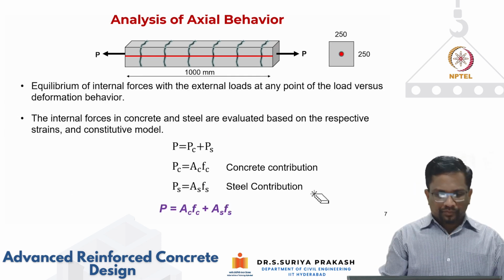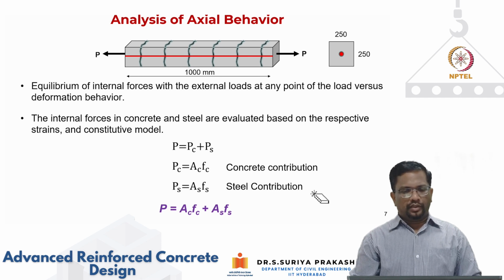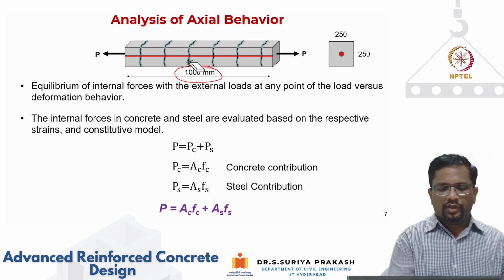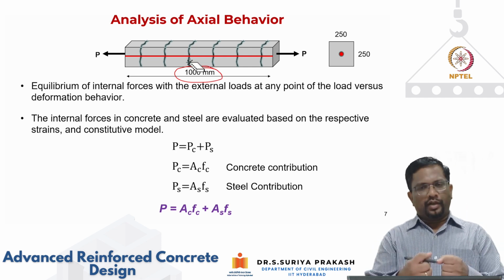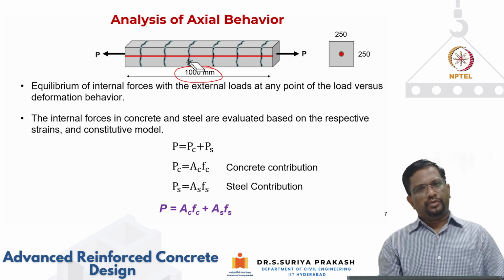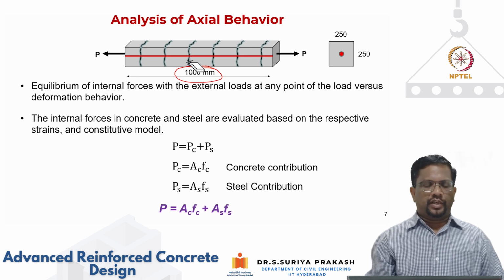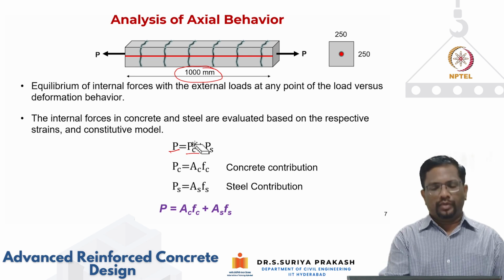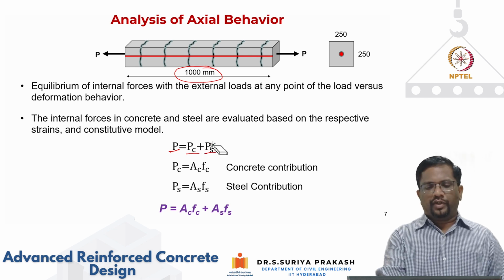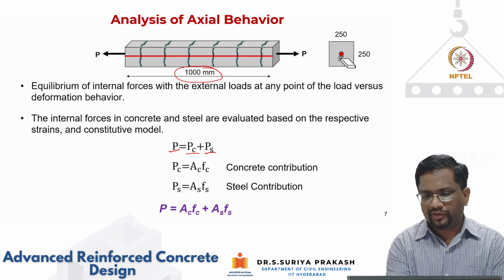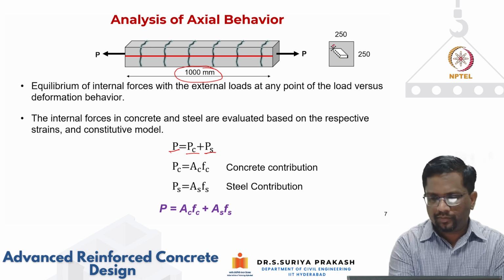Okay, right. Now, for example, let's say this is a prism that we are taking. I'm just taking this length as, let's say, 1000 millimeter or 1 meter, and I'm subjecting it to tension. At any point of time, to satisfy equilibrium, from the previous slide we have seen that the applied load P should be equal to the load in concrete plus the load in steel. For example, I've taken this cross section to be 250 mm by 250 mm. And this red color is your steel, nothing but your steel rebar.